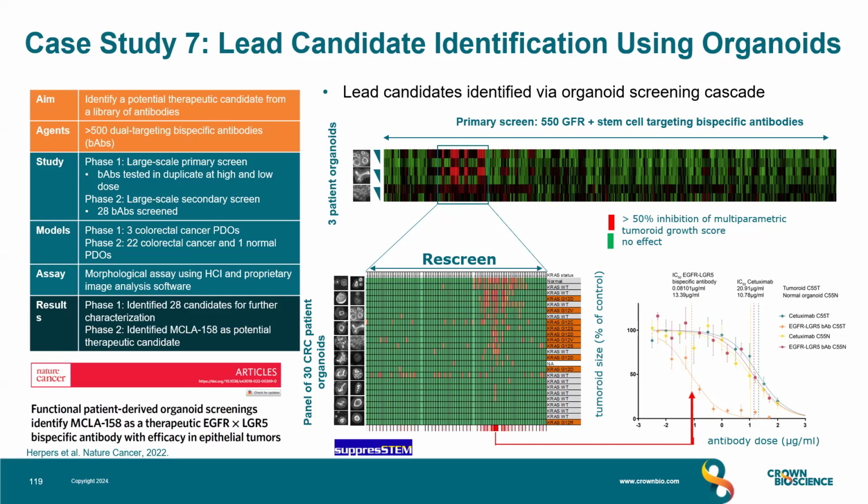So several organoid models were first screened with over 500 therapeutic antibody candidates to narrow down the selection to only a handful, and then these were screened in 30 colorectal cancer organoid models, a larger cohort of patients, to select in the end a compound that showed the highest selectivity towards the tumor organoids in comparison to normal organoid counterparts, and also in comparison to cetuximab.